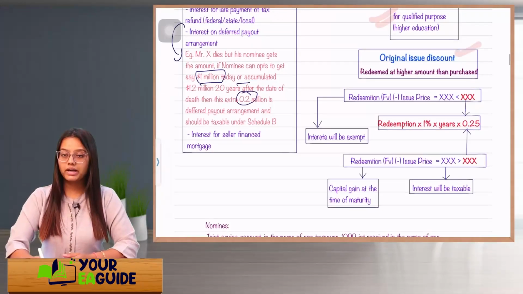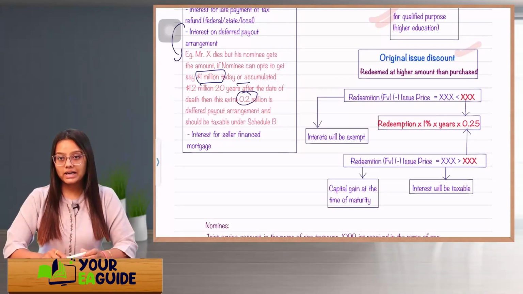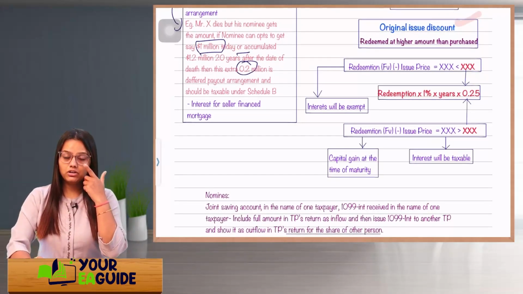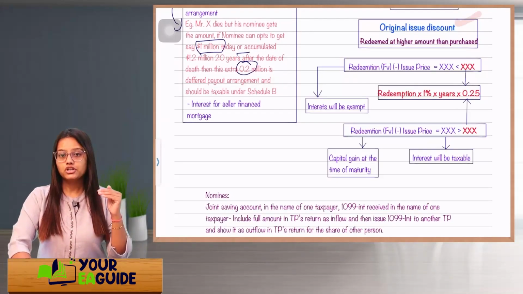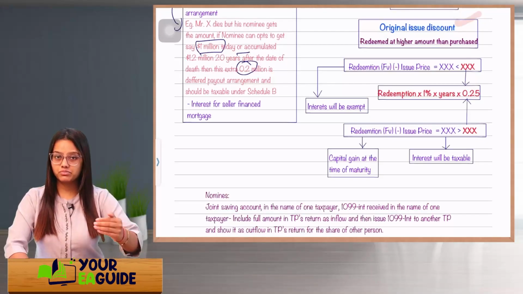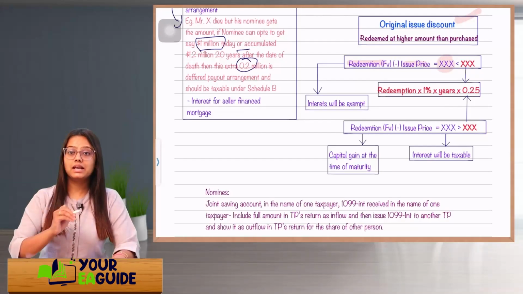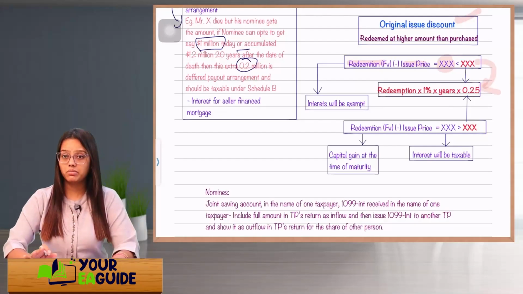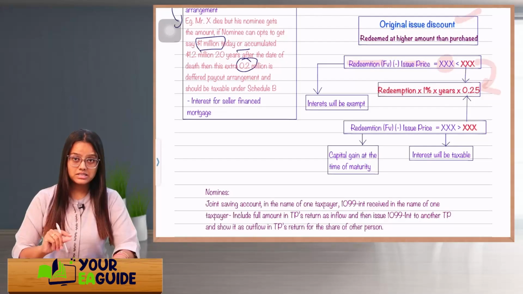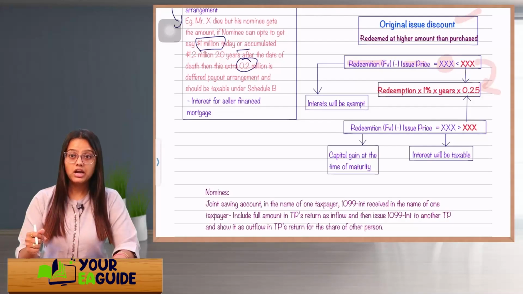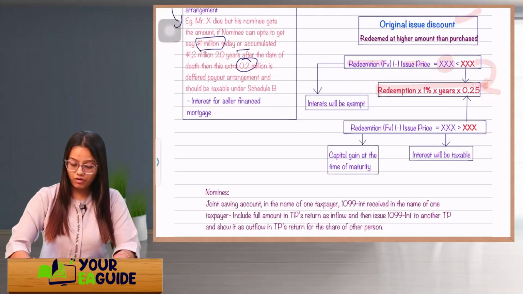Okay. Next is OID, that is original issue discount. Let's say today you bought the bond at X price, but after 10 years the redemption value will obviously be higher, right? So redemption value minus issue price is the difference. If this is less than a certain amount, what is that amount? It is the redemption price times 1% times the number of years, let's say a 10-year bond or 5-year bond, times 0.25. This is the formula given by the IRS.